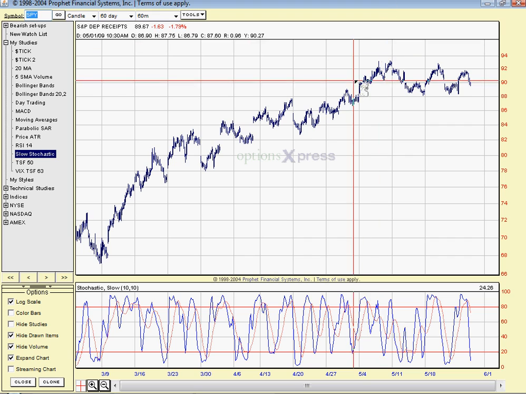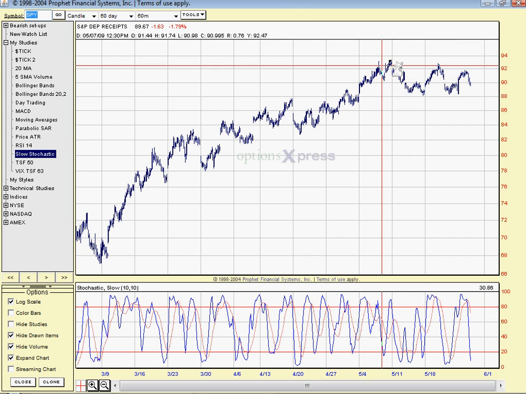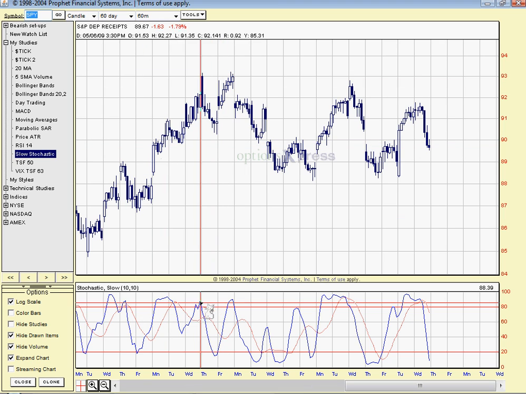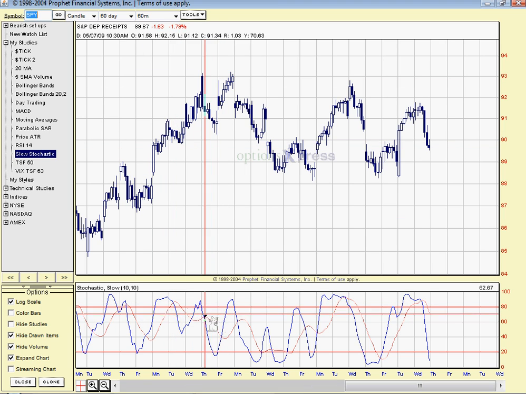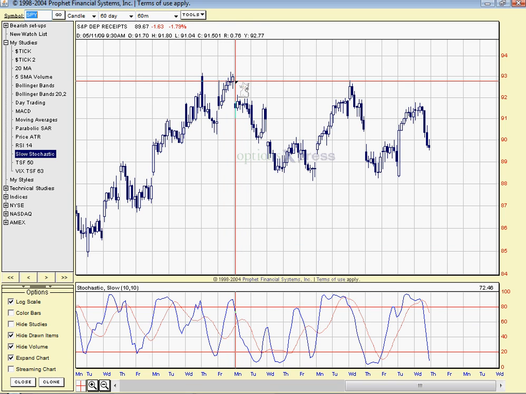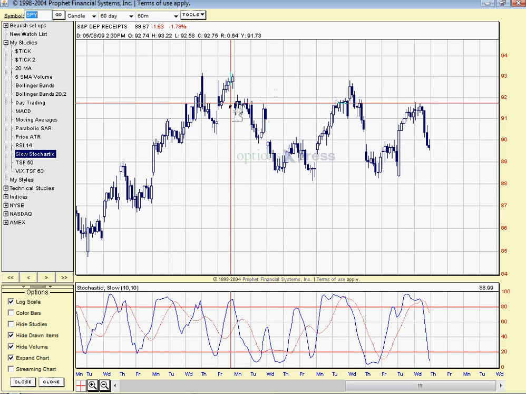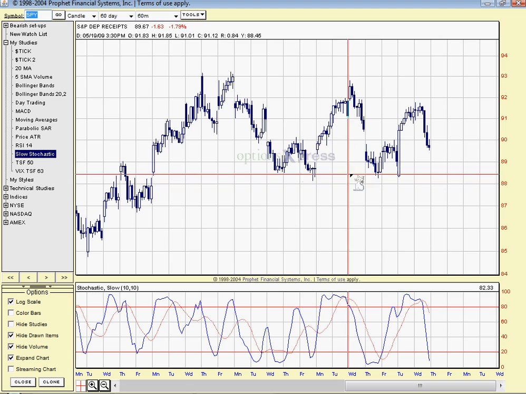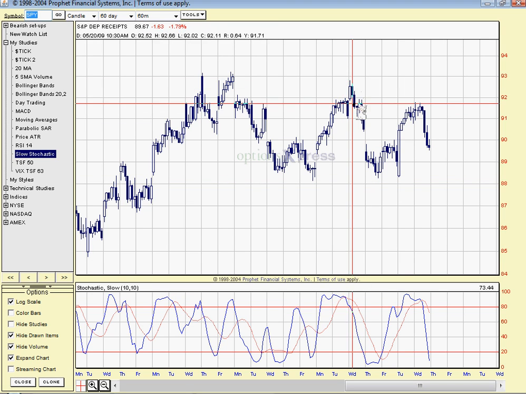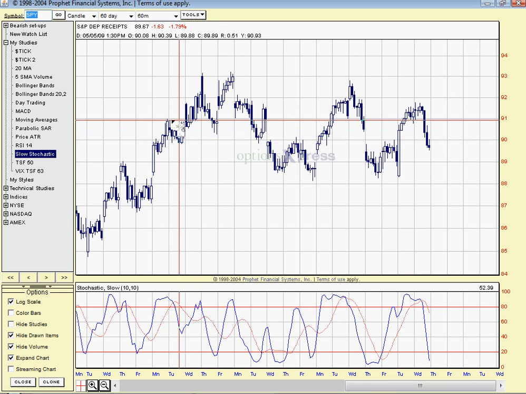Then we hit an area where price continued to advance, but let me zoom in here. Price continued to advance, but the stochastic made lower highs, and that's called a divergence. And that usually leads to a little bit larger or more significant decline. And in this case, it did. Got another overbought signal right here. The price was up here at this one, which is a little bit higher than the last signal here.